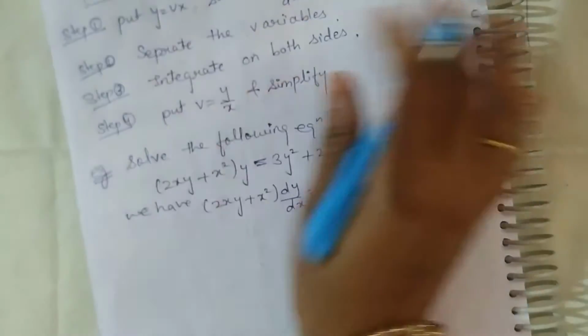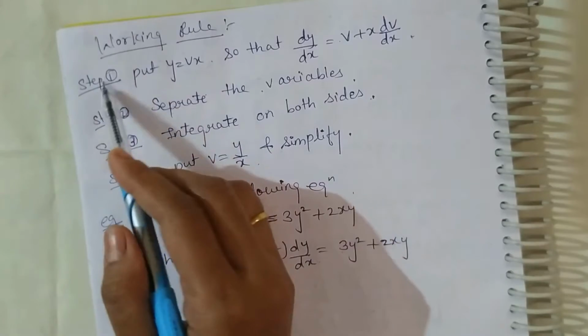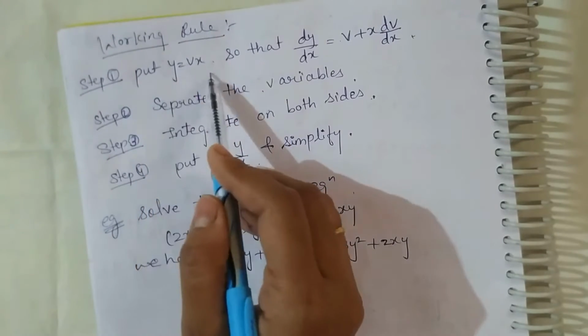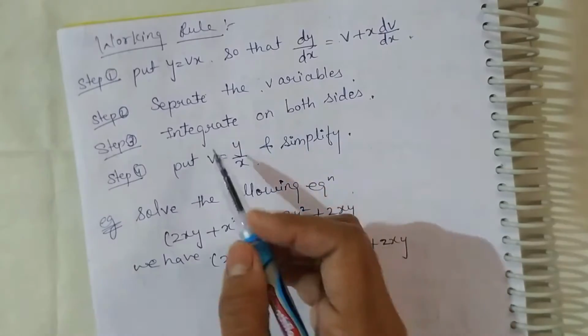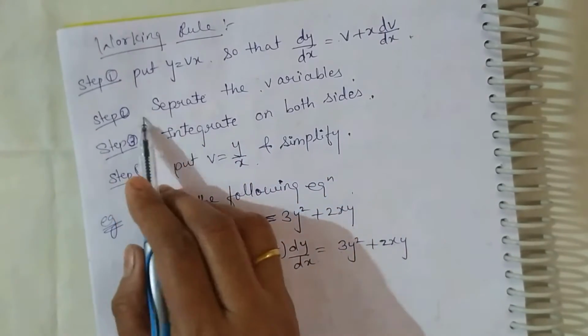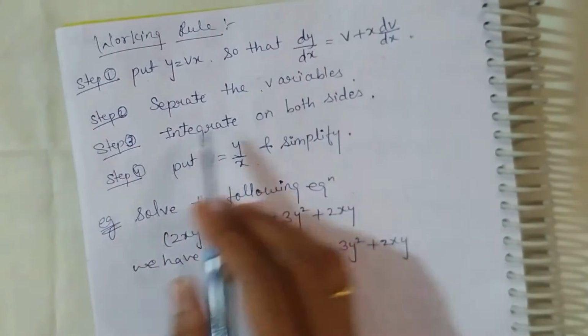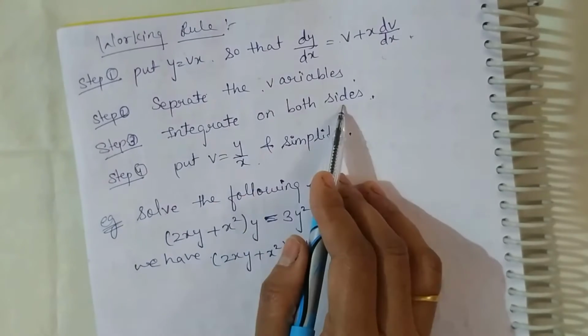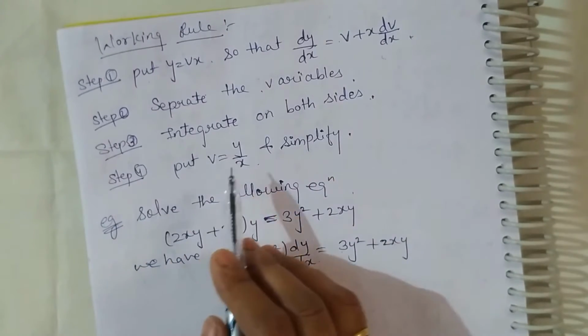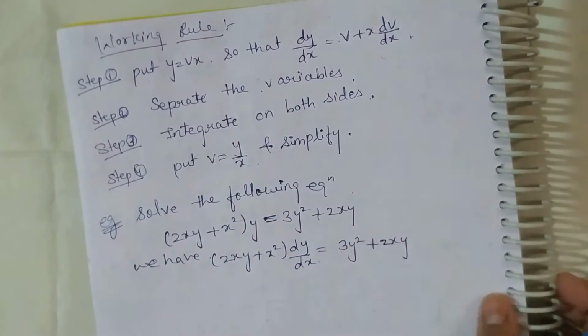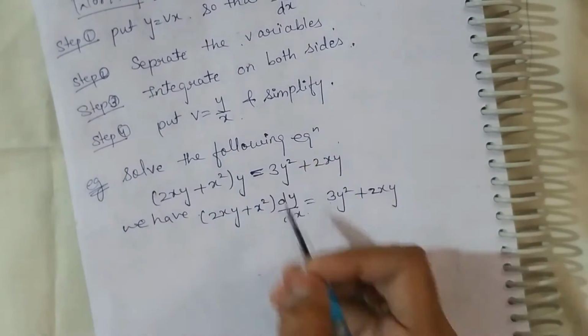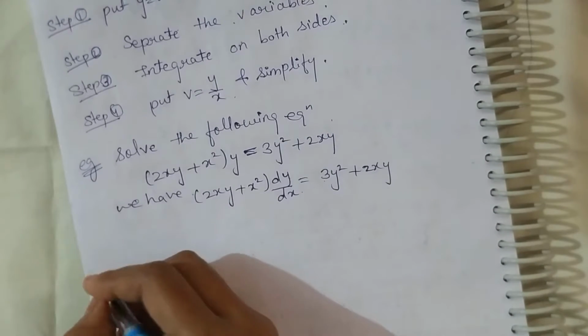Working rule. Step first, put y is equals to vx so that dy by dx is equals to v plus x dv by dx. Step second, then separate the variables. Third step, integrate on both sides. Fourth step, put v is equals to y by x and simplify. Let us take one example related to it.